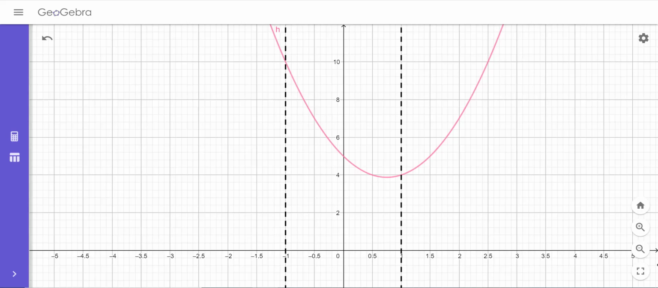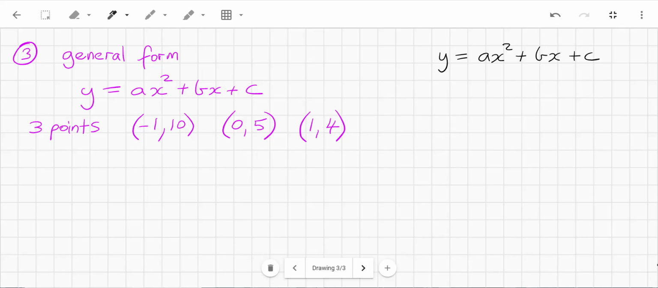And finally for the third parabola, this one's a little bit more complicated because I am given 3 points on the graph. So the first one is up here at (-1, 10). I have this y-intercept at (0, 5), and I have another point just here at (1, 4). So in this example, I've noted down the generalized form for a parabola, y = ax^2 + bx + c. And then in purple, these are the 3 points from before.